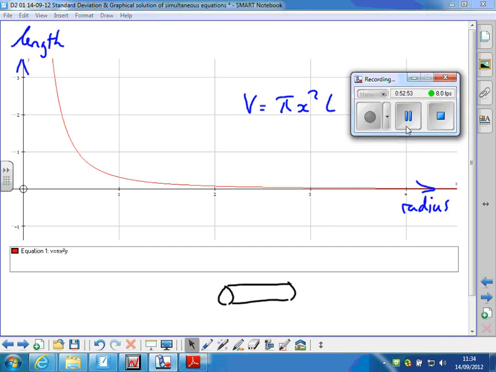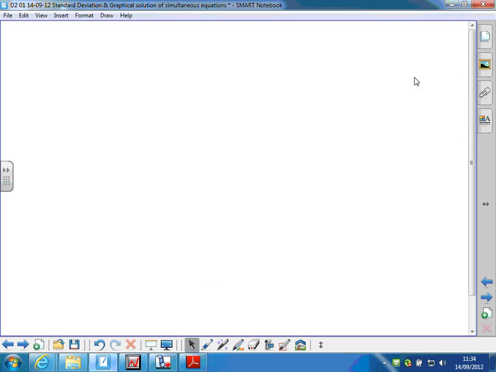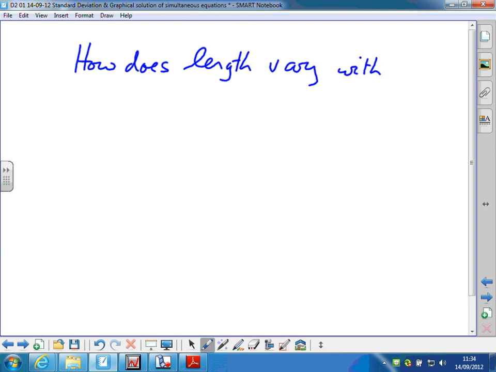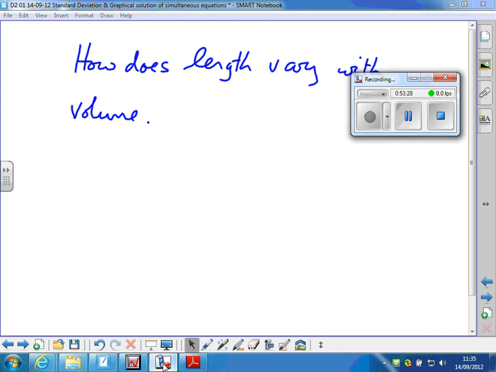Just pause this a second. How does length vary with volume? What I want you to do, and I'm going to just pause this for a second, is write down what you would put into autograph and then sketch what you think the function would look like. Okay? And then we'll look at it.